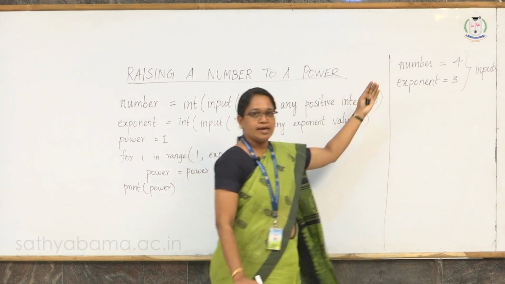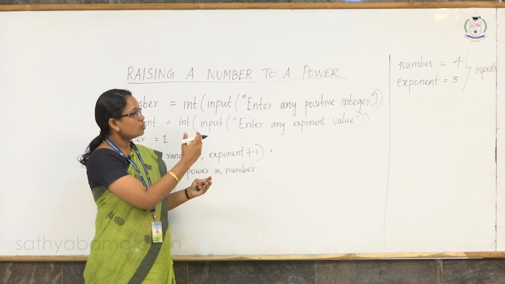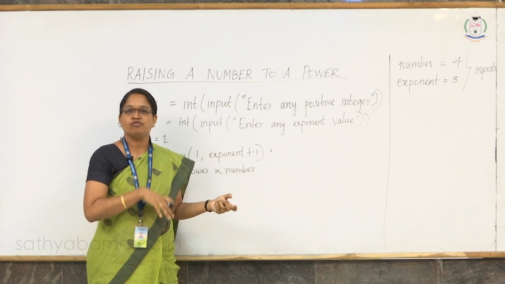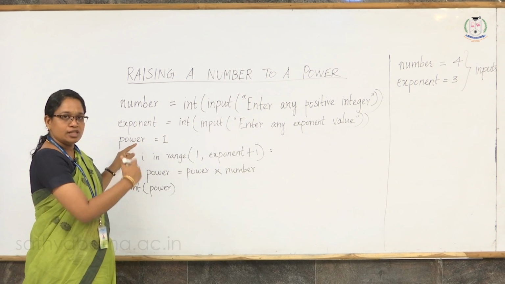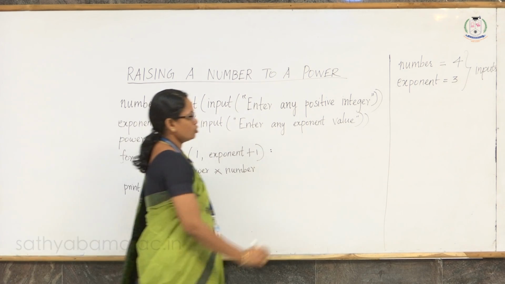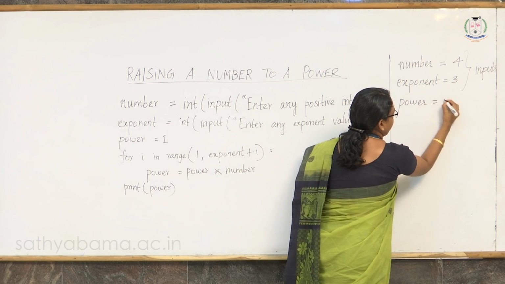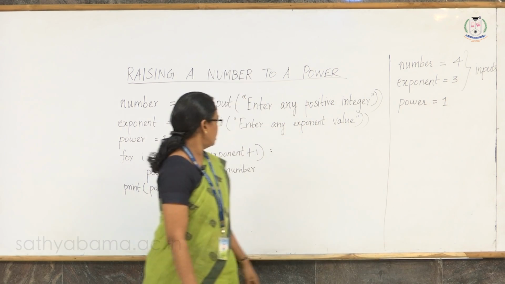So, number and the exponent are the inputs. Now, we are going to raise the number to the exponent and find the result. So, let us see the logic. Let us assign 1 to power. So, power is a variable. We are assigning a value 1 to power.